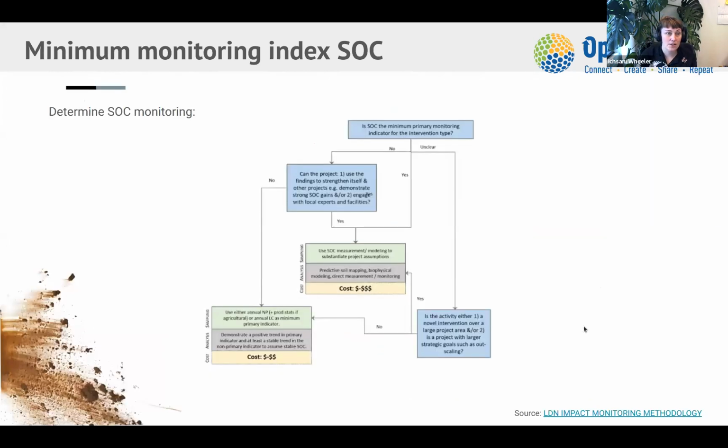Okay, that one I mentioned. So there's these flow charts for the projects that are given, going, do you actually need to monitor carbon? Is it unique? Are your interventions unique, or are they known and you can safely assume carbon will go up? Okay.